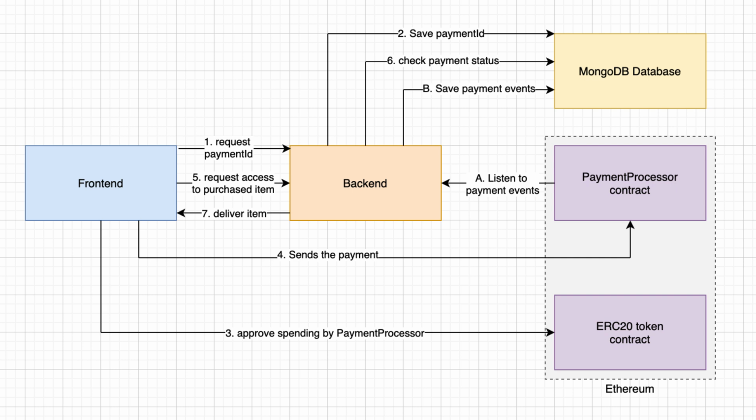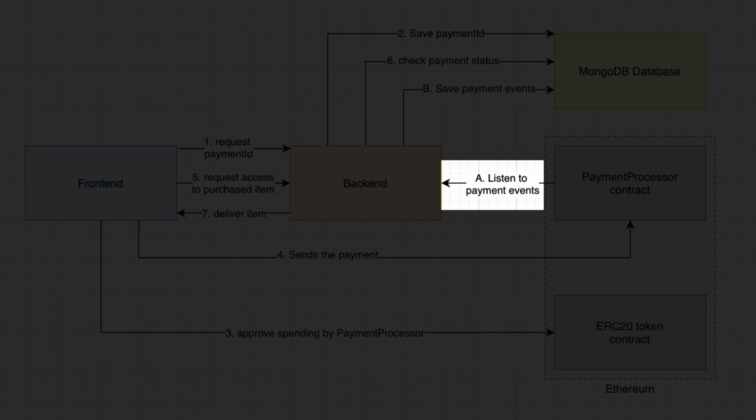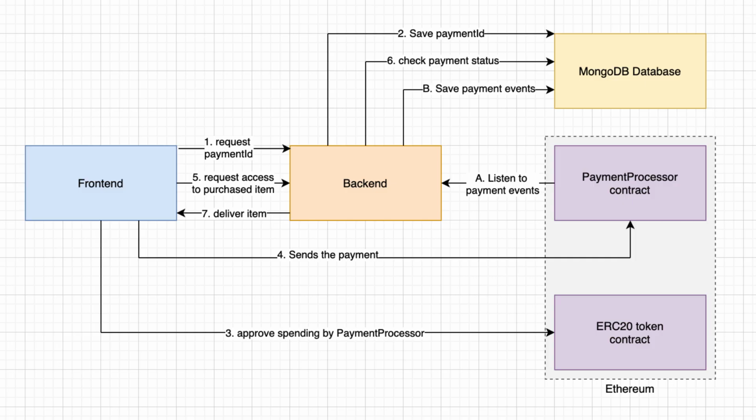So the payment processor receives the ERC20 tokens and forwards them to the address of the merchant. So this is not shown on the graph because we don't have enough space. And at the same time, it also emits an event that indicates that a payment was done for a specific payment ID. At the same time, the backend constantly listens to the payment event coming from the payment processor contract.